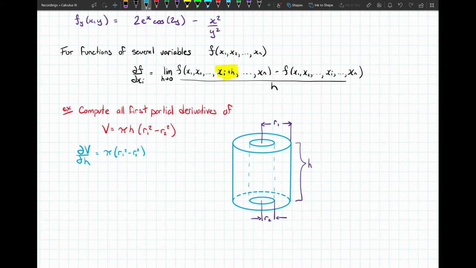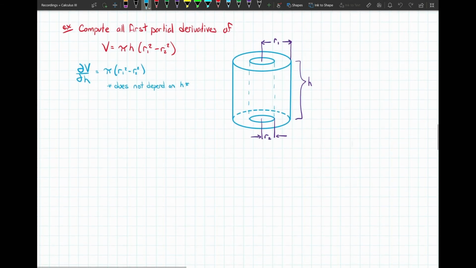And you notice that as h is increasing, the volume is increasing, assuming, of course, that r1 is larger than r2. That should hopefully make sense. And it doesn't matter what h currently is, the rate of change of volume with respect to h is a constant. This partial derivative doesn't depend on the current value of the height of this cylinder.